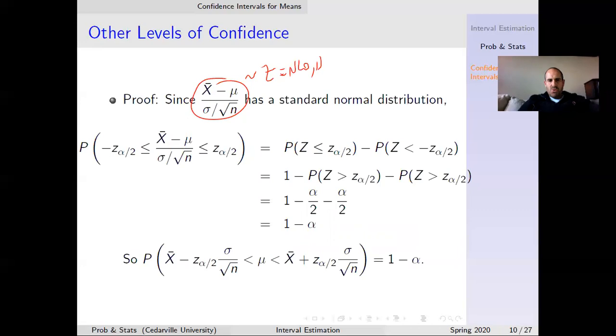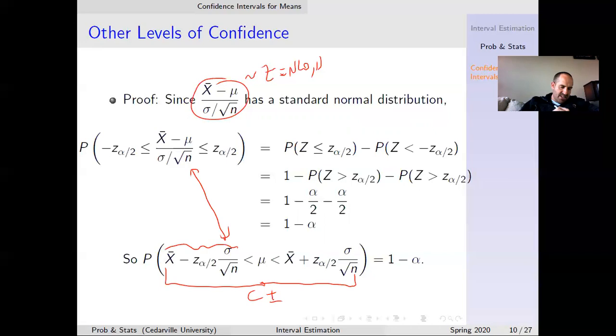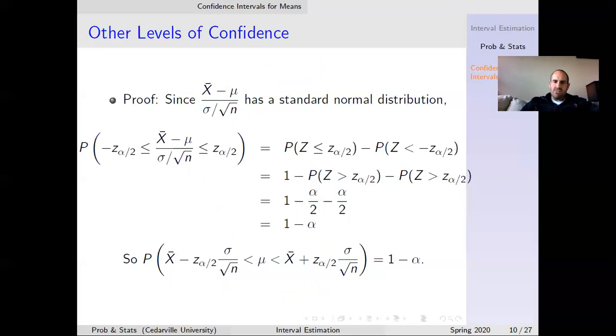And so that's just the probability that Z is less than or equal to z alpha over 2 minus the probability that Z is less than negative z alpha over 2, which is 1 minus Z being greater than z alpha over 2. That happens twice. Okay. I just replaced that first probability with 1 minus the probability of the opposite event. And you have 1 minus alpha over 2 minus alpha over 2, which is 1 minus alpha. And again, you can rearrange things in here using basic algebra to show this. So this is my confidence interval, right? This guy right here is the left-hand endpoint, and this guy right here is the right-hand endpoint. And the probability that mu falls in that interval is 1 minus alpha. That's it. There's the argument. And that's why that's the confidence interval, okay?